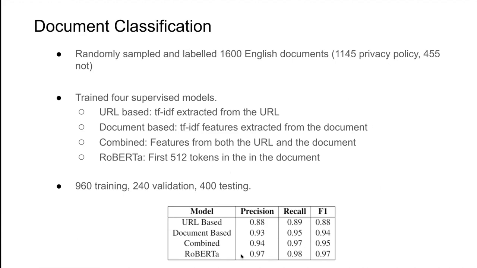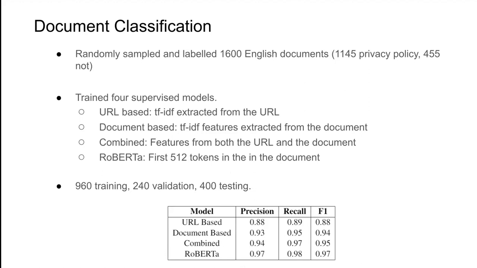And here you can see that RoBERTa beats everyone else, but the combined model does pretty well as well. You can also notice here that the precision, recall, and F1 scores are pretty high. This is the case because most of the web crawled sites which are not privacy policies did not look anything like privacy policies.